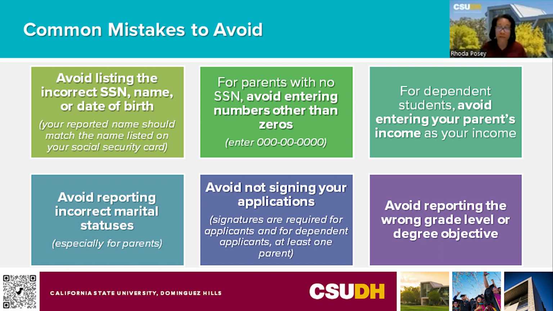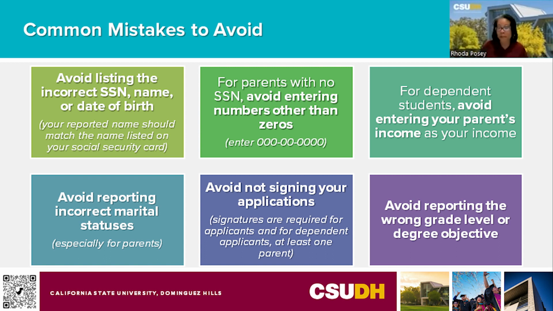You also want to avoid not signing your application. Just remember the signatures are required. Why is that listed here under a common mistake to avoid? Because we see it. Okay, so you do want to make sure that you sign your application, whichever one you're doing, the FAFSA or the Cal Dream Act application. And if you're a dependent student, make sure your parent signature has been applied as well.